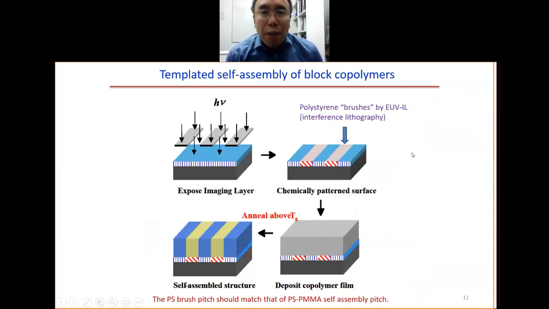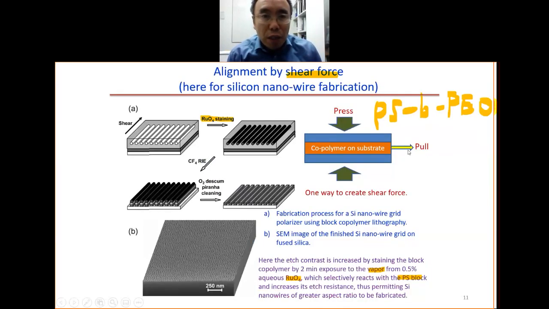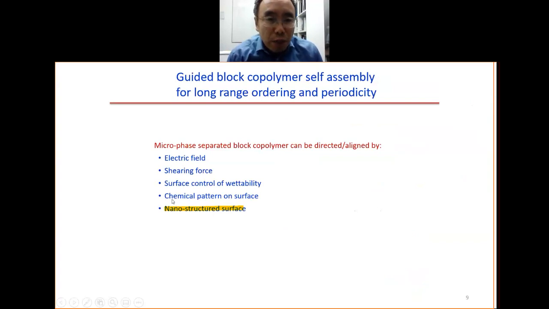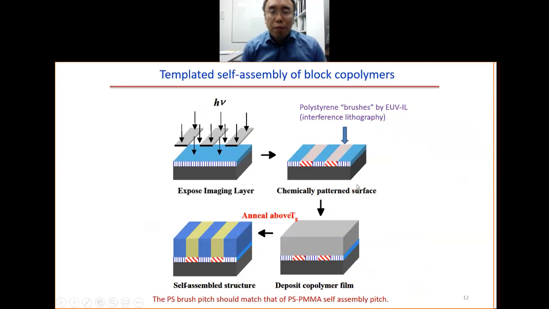The third example is the chemical pattern. So here you can see we have the chemical pattern on the surface. So how to pattern the surface with different energy? In this case, we use EUV-IL. This is the extreme UV interference lithography. So first we have this brush. This is the polystyrene brush.